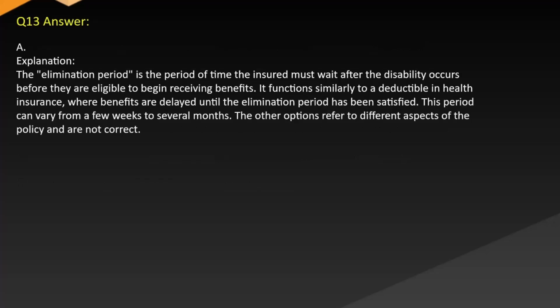Answer. A. Explanation. The elimination period is the period of time the insured must wait after the disability occurs before they are eligible to begin receiving benefits. It functions similarly to a deductible in health insurance, where benefits are delayed until the elimination period has been satisfied. This period can vary from a few weeks to several months. The other options refer to different aspects of the policy and are not correct.